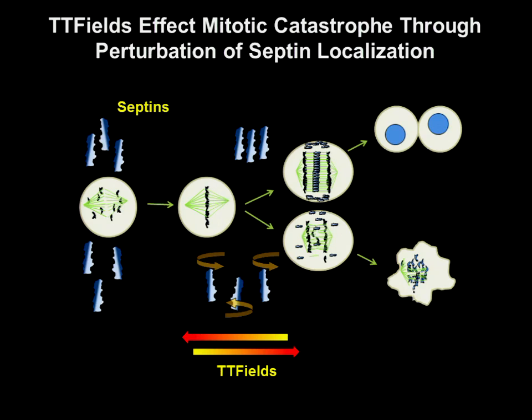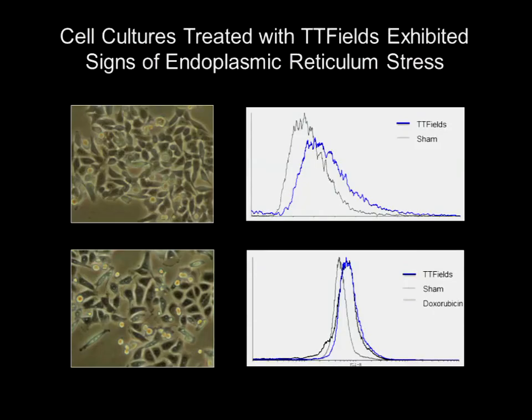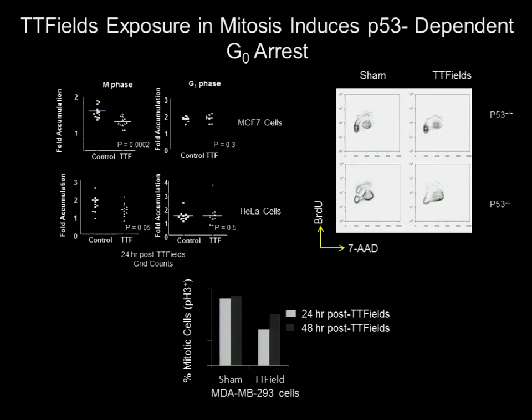So this is kind of the model. The model is that septins have this high dipole moment. The TTField perturbs their ability to align, and this perturbs their localization, and then you get these perturbed cells as the cells try to go through mitosis. Cells that emerge on the other side have extremely high vacuolarity. They have cell cycle arrest properties similar to doxorubicin that you can see through a shift in ATP metabolism.